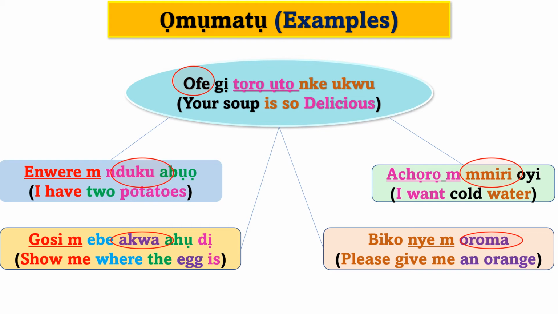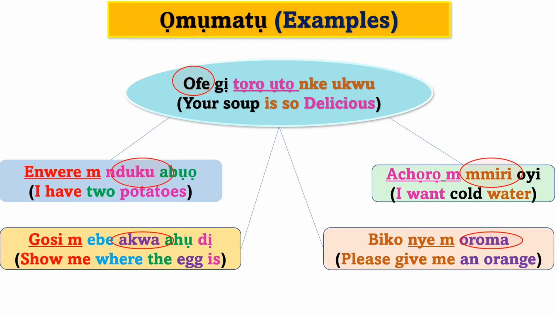So if you look closely, you'll see that there's a color match. And I have done that just to help us identify the word that is being translated and what it means in English. So ofe gị, for example, ofe gị bụ your soup. So ofe bụ soup, your bụ gị. Toro ụtọ bụ delicious, then nke ukwuu is so or is very delicious. Okay, so ofe gị toro ụtọ nke ukwuu. Your soup is so delicious.